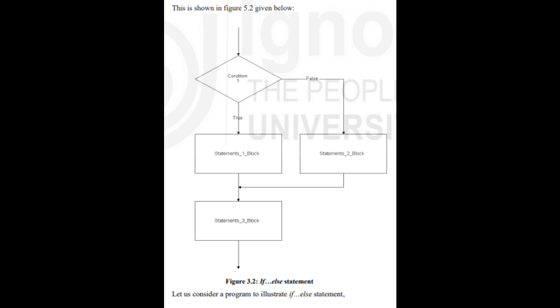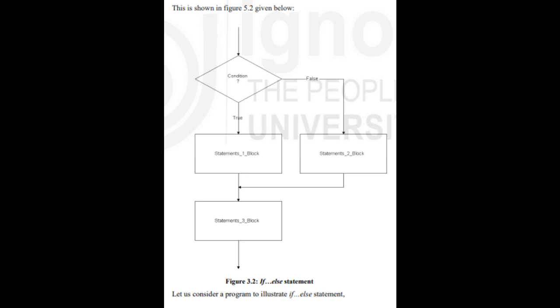Output. Enter gross salary of an employee: 9,000. Net salary is 9,000 rupees. Enter gross salary of an employee: 10,000. Net salary is Rs. 8,500.